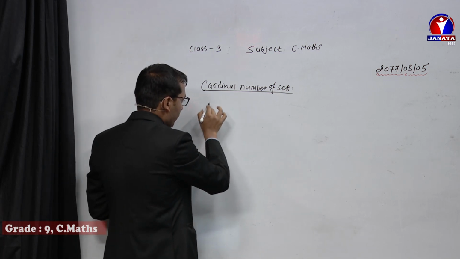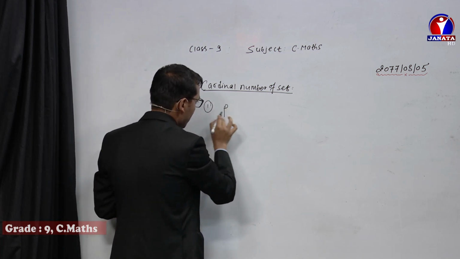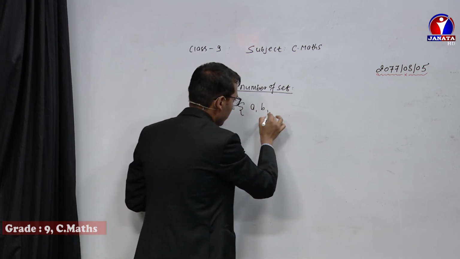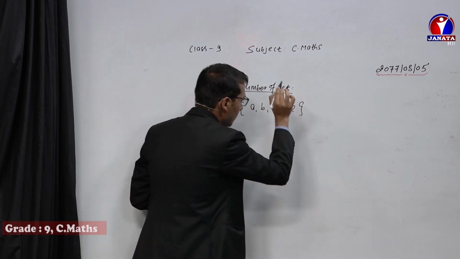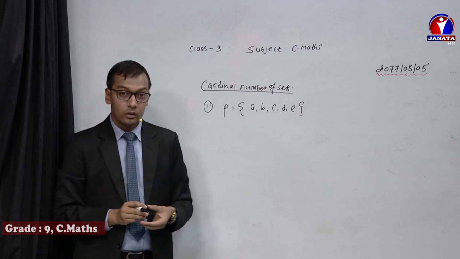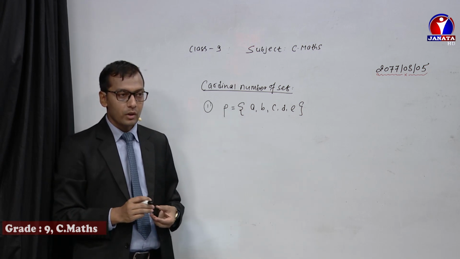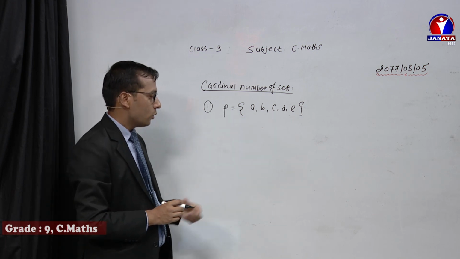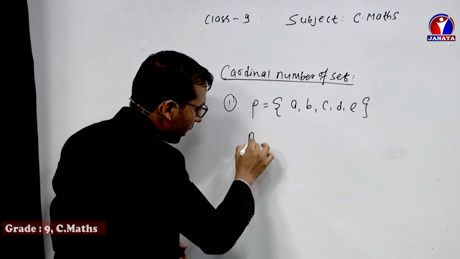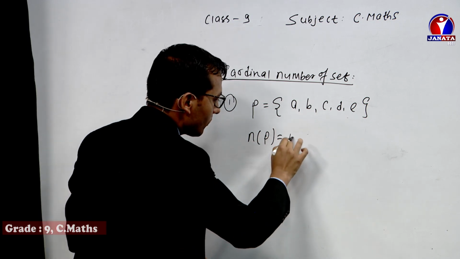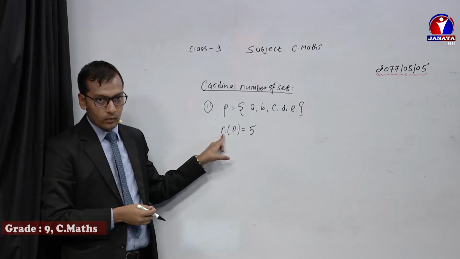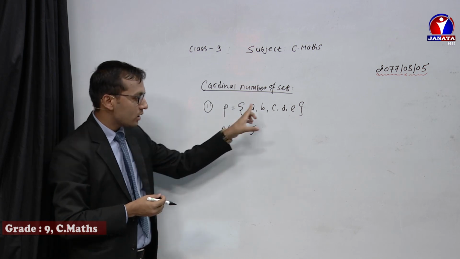Let's take an example. Example first, if I denote a set by P, I am writing the elements A, B, C, D, and E. These are the elements of set P. So can we count how many elements are present here? So what is the total number of elements? 1, 2, 3, 4, and 5. So what is the cardinal number? n(P) is 5. Here, what is the meaning of n? n means the number of elements present, or the cardinality of a set.